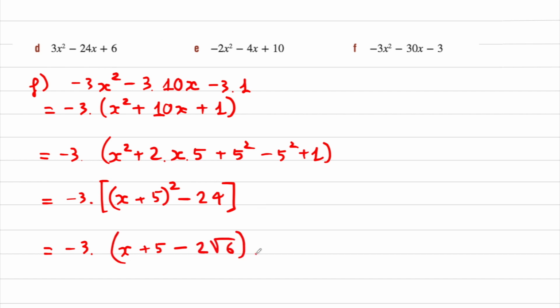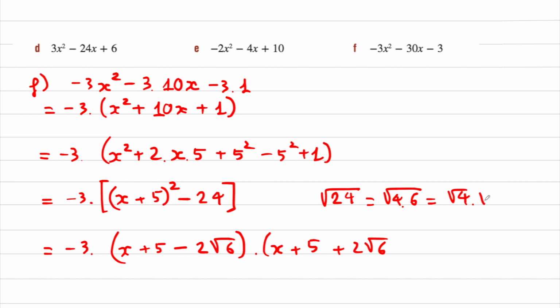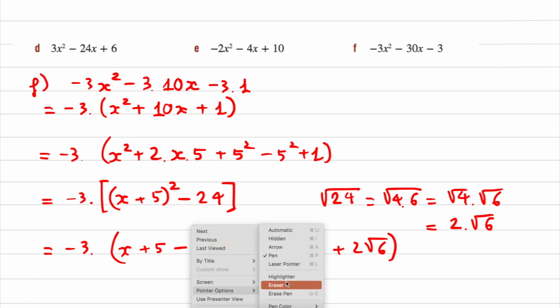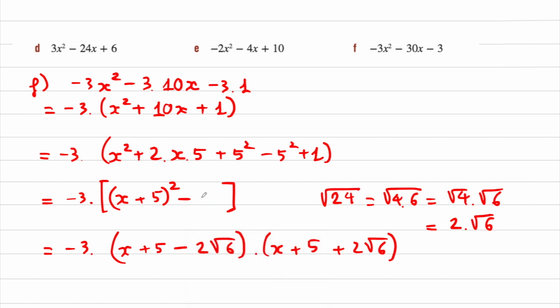The first one is here, and h plus 5 is the first number, plus 2 square root 6. Look at this. Square root 24 means square root of 4 times 6, which means square root 4 times square root 6. This means 2 times square root 6 here. That's why you got this number. Yeah, hope you can understand this one. It is a little bit harder.